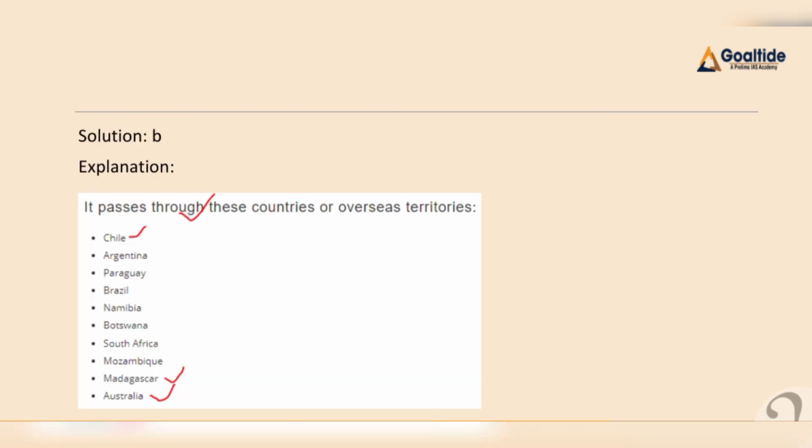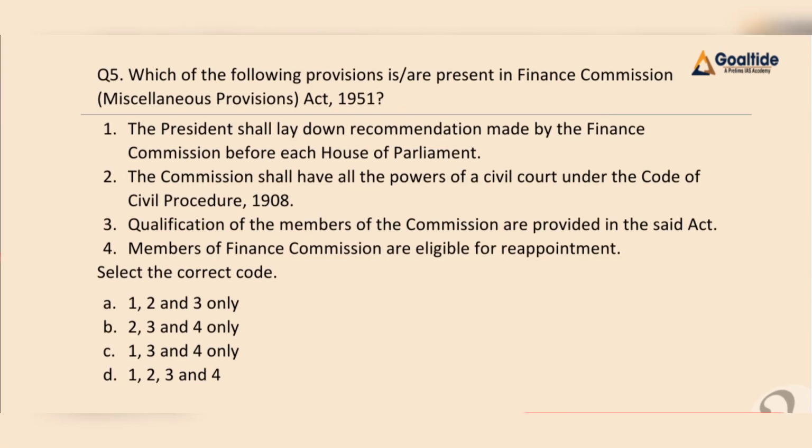Now question number 5. Which of the following provisions are present in the Finance Commission Miscellaneous Provisions Act 1951? First, the President shall lay the recommendations made by the Finance Commission before each House of Parliament. Second, the Commission shall have all the powers of a civil court under the Code of Civil Procedure 1908. Third, qualifications of members of the Commission are provided in the said Act. Fourth, members of the Finance Commission are eligible for reappointment. Here we have to find the correct code. We have options A 123, B 234, C 134, D all of the above statements.